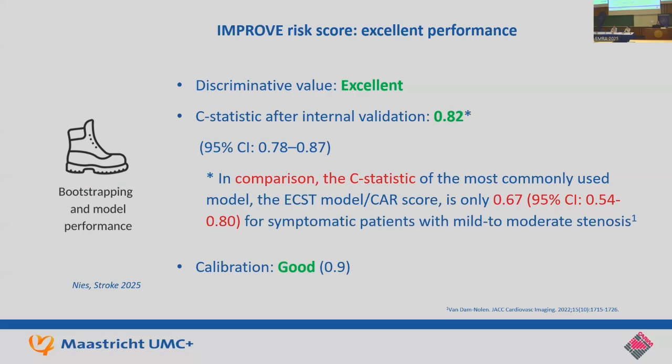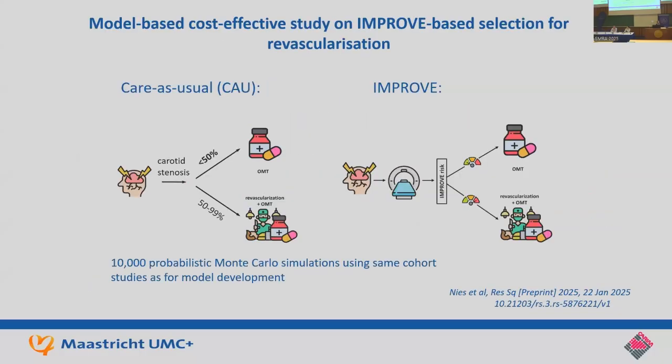And also the calibration of the IMPROVE model was good, with a slope of 0.9. So we wondered whether we can use the IMPROVE model to select patients for carotid revascularization. Therefore, we performed a Monte Carlo simulation comparing 2 scenarios: a care-as-usual scenario, where all patients with 50% stenosis or higher were selected for carotid revascularization in the simulation, and with a lower degree of stenosis, they were selected for medication only.